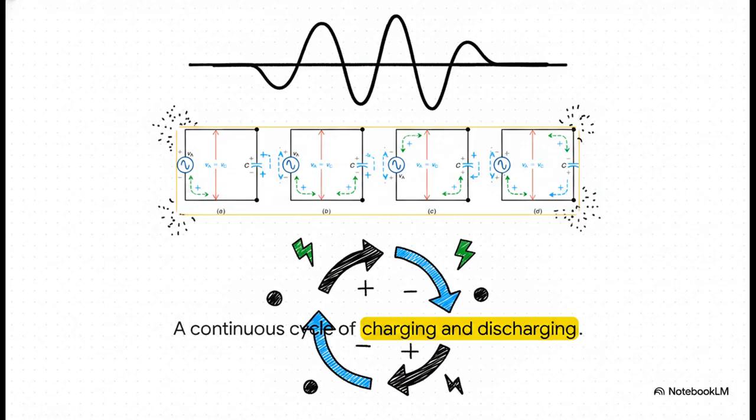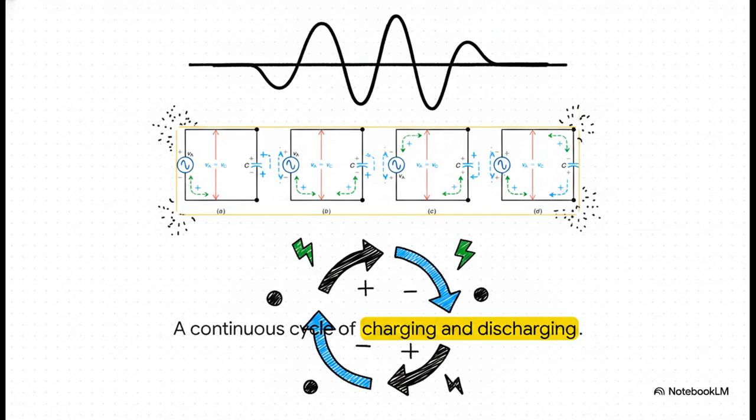Because the AC wave is always changing, the capacitor is literally never allowed to just sit at a steady, comfortable charge. As the AC voltage increases positively, the capacitor charges up. But the second the voltage peaks and starts decreasing, the capacitor discharges right back into the circuit.